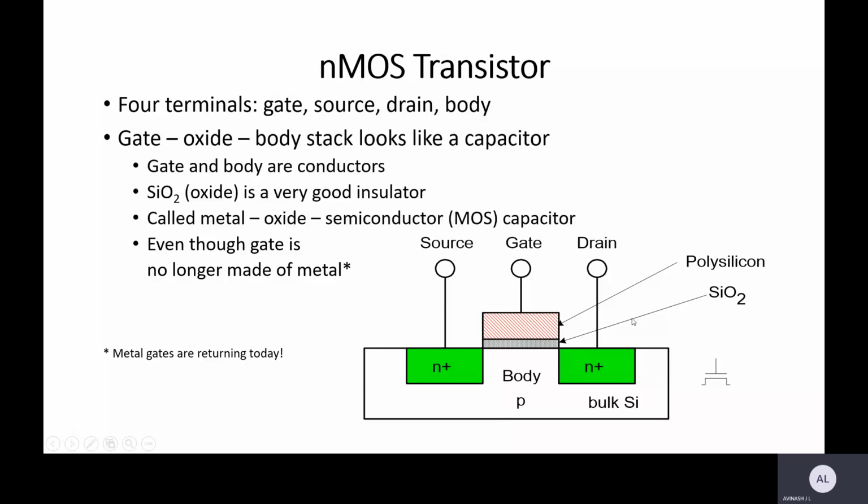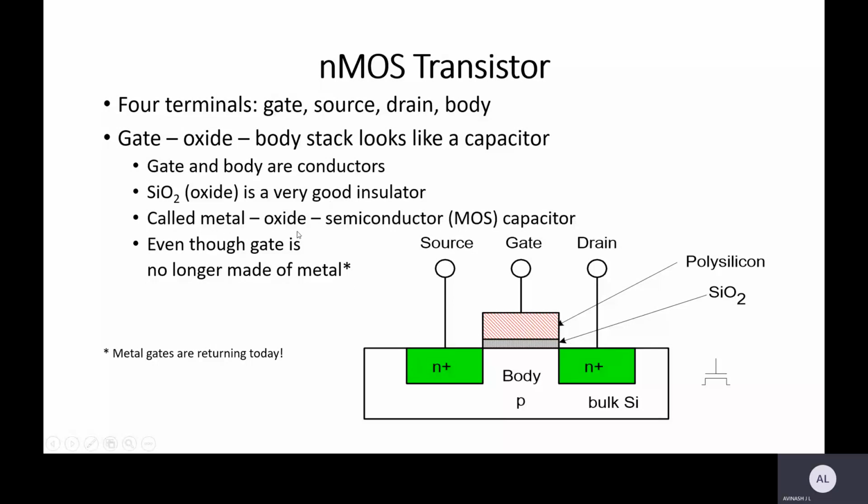Here in this particular structure, the gate as well as the body are the conductors. Silicon dioxide, that is SiO2, is a very good insulator. You can see that between the gate and the body, silicon dioxide has been incorporated, and this silicon dioxide is a good insulator.